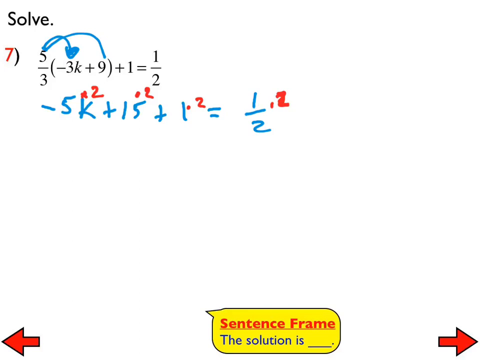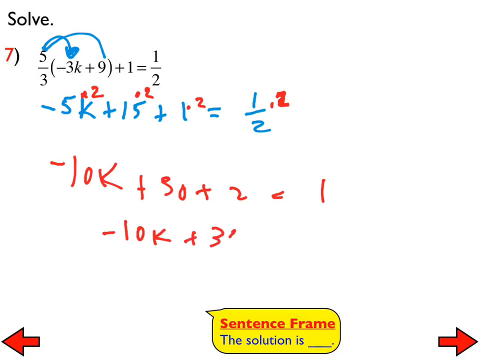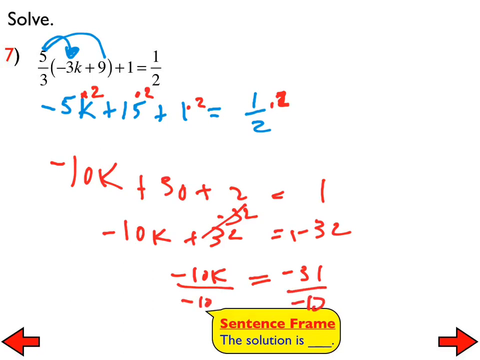So finishing this off, I have negative 10k plus 30 plus 2 equals 1, which is negative 10k plus 32 equals 1. Subtract 32 from both sides. 1 minus 32 is negative 31. And it's your choice whether you want to write the solution as 3.1 or 3 1/10 or 31 over 10. My Open Math will take any one of those because 3.1 is equivalent to 3 1/10, which is also equivalent to 31 over 10. Okay?